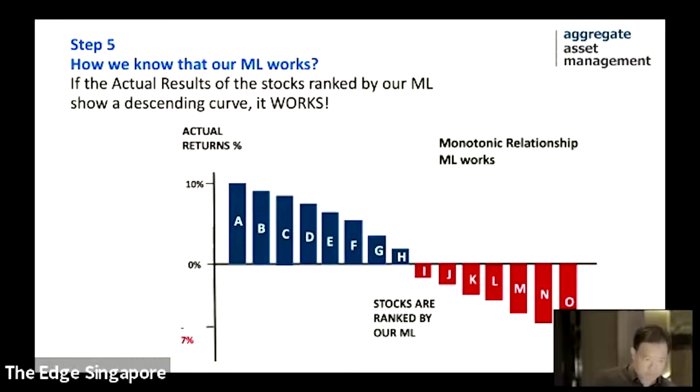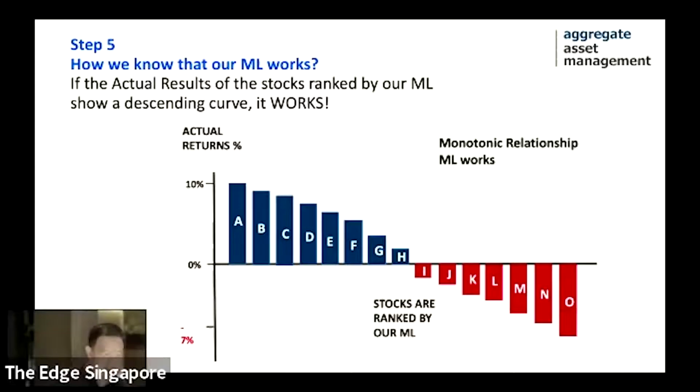And now, step number 5, how do we know that our machine learning actually works, right? So if the actual result of the stock ranked by our machine learning shows a descending curve, it simply means it works. Statistically, we call this a monotonic relationship. I know it sounds like a new tonic. No, monotonic comes from the word monotonous. So it's a curve or straight line. So if you see this line, it shows that our machine learning works.